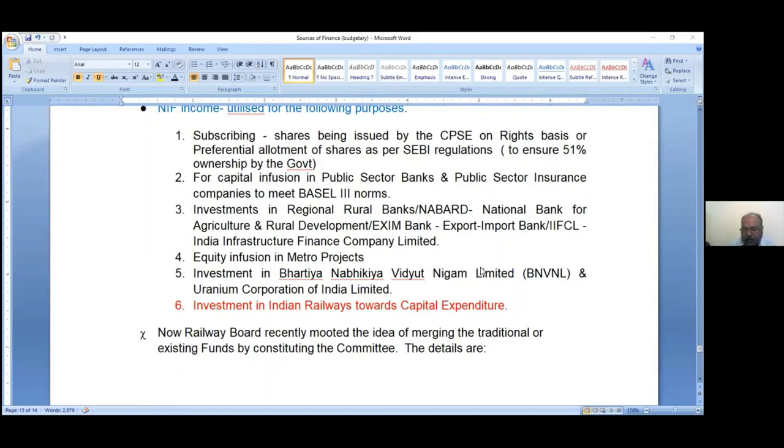And for capital infusion in the PSBs, that is public sector banks or public sector insurance companies, to meet Basel III norms. And investments in the regional rural banks or NABARD or Exim Bank or India Infrastructure Finance Company Limited. And equity infusion in the metro projects. Suppose if we take Delhi Metro, the central government share is there in Delhi Metro. So that is also met from this National Investment Fund. And investments in the Bharatiya Nabhikiya Vidyut Nigam Limited, that is the power sector side, and Uranium Corporation of India Limited, and Indian Railways towards capital. This is also one of the objects of the National Investment Fund.